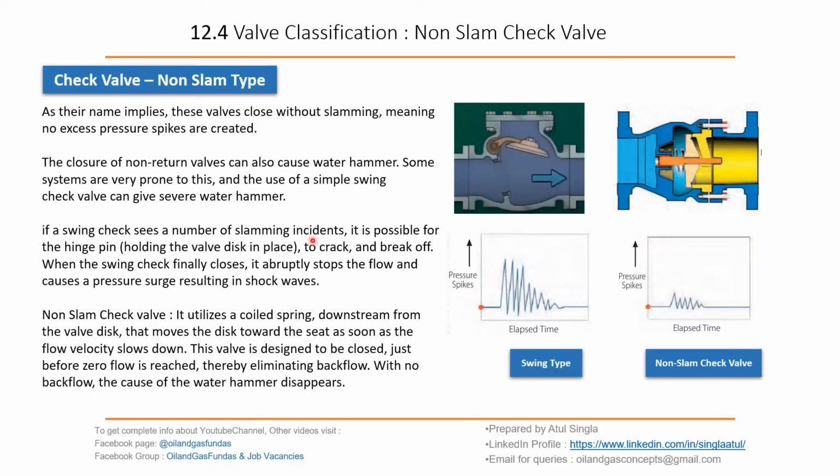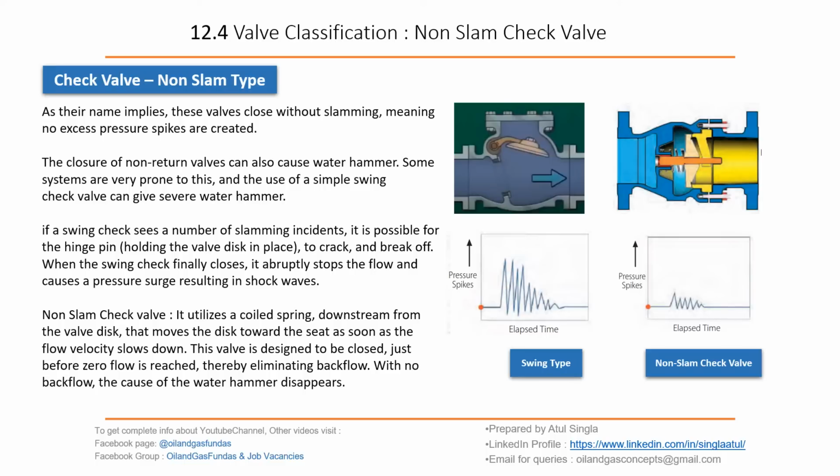If a swing check sees a number of slamming incidents, it is possible for the hinge pin which is holding the disc in place to crack or break off. Okay, this hinge may get damaged. When the swing check finally closes, it abruptly stops the flow which is coming back, and causes a pressure surge resulting in shock waves. If you see, this kind of shock wave will be generated once it gets closed. These shock waves again create pressure which may damage the valve.